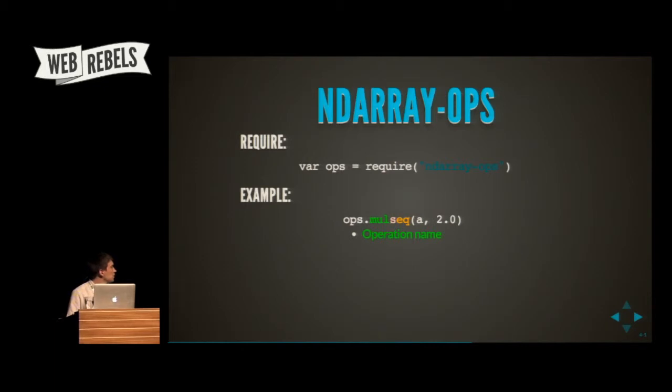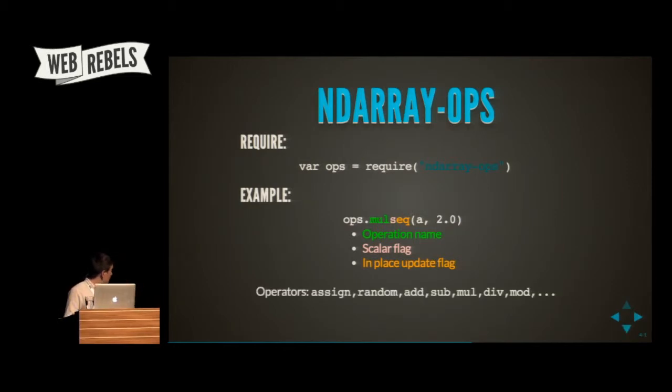So the general format for this library is that each thing starts with the operation name. You give it a flag which says you either want to pass a scalar or an array as the second parameter. And then you can also say whether you want to update it in place or copy the result into another array. And then there's also some extra ones. There's one for just assign, which is very useful for copying an array back and forth. And there's random, which will initialize an array to different random values, and all the other usual math operations and so on. So that's kind of interesting.